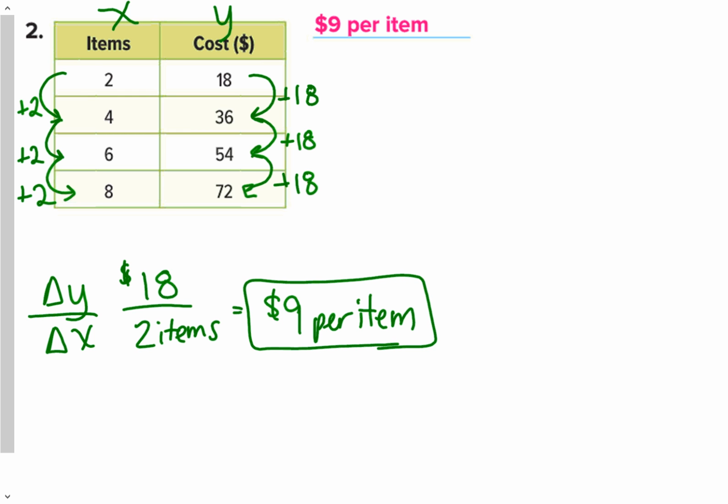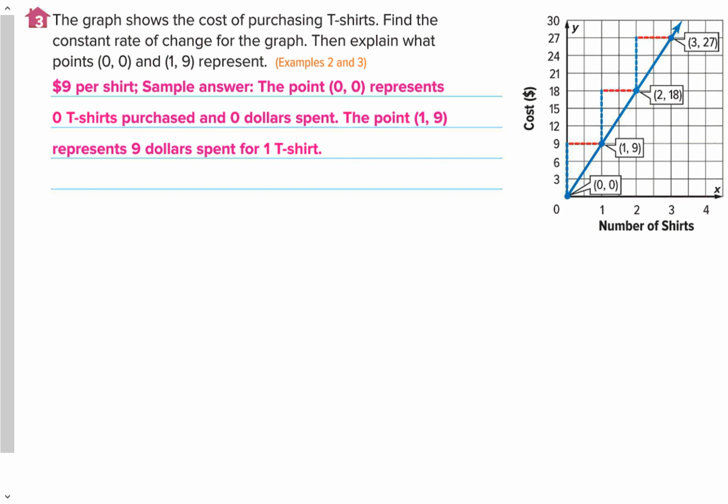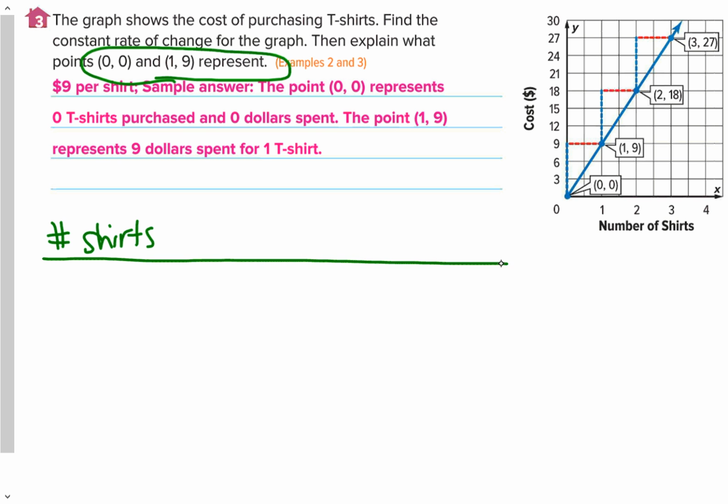All right. So here is example number 3. The graph shows the cost of purchasing t-shirts. Find the constant rate of change for the graph, then explain the points 0, 0, and 1, 9. I like to put any of my data that's in a graph into a table. So I want to say number of shirts over the cost.